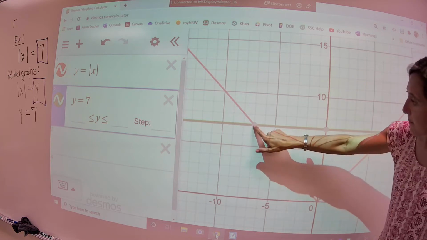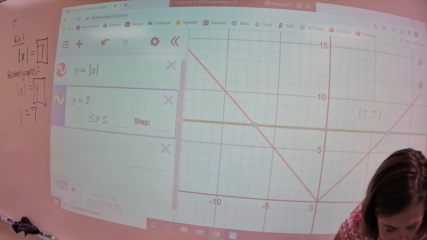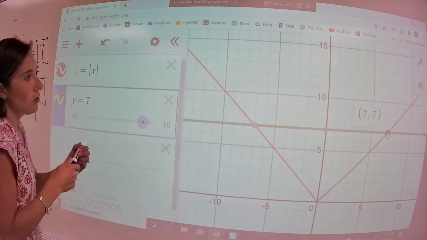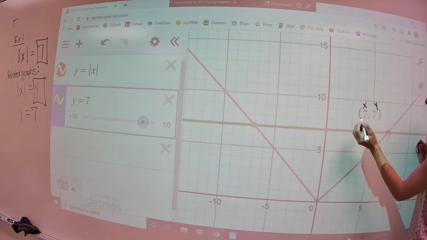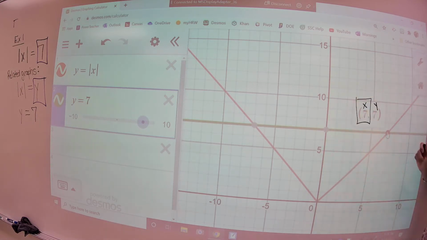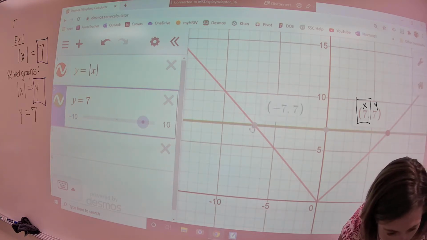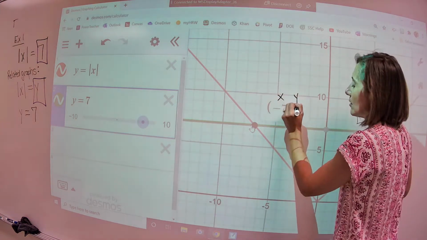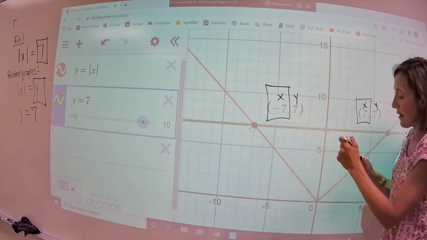So if you look, these two things cross. The red function and the green function cross at 2 points. This one is located at 7, 7. So remember, when you see an ordered pair, this is an x and this is a y. So one answer is x equals 7, and then our other solution is over here. This is an x, this is a y. So the y equals 7 when x equals -7 as well.